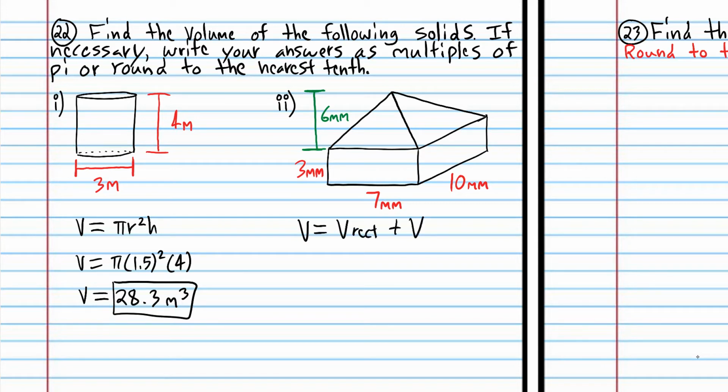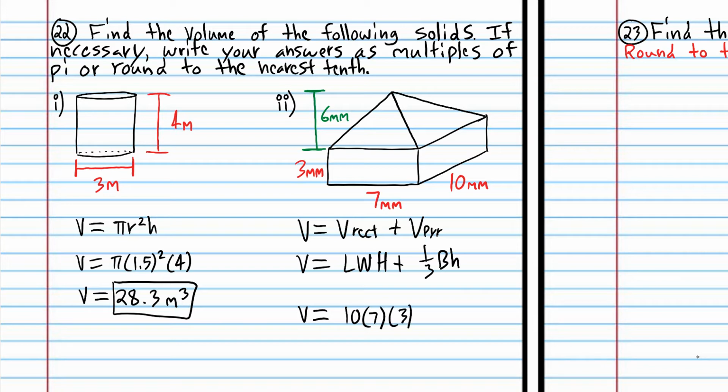And then the volume of the pyramid at the top. So the volume of a rectangular prism is just length times width times height. I'm going to go ahead and write that out. Volume of a pyramid is 1/3 times the base area times the height. And notice that those heights are different. So the length is 10, the width is 7, and the height is 3.